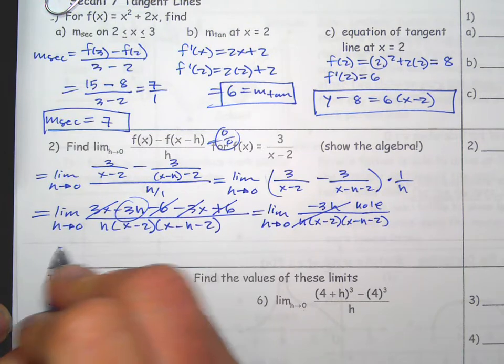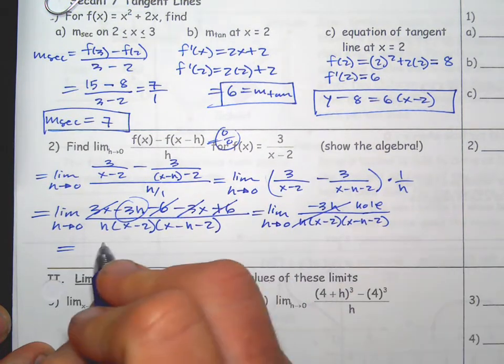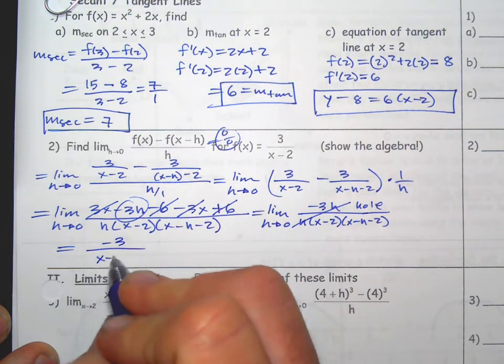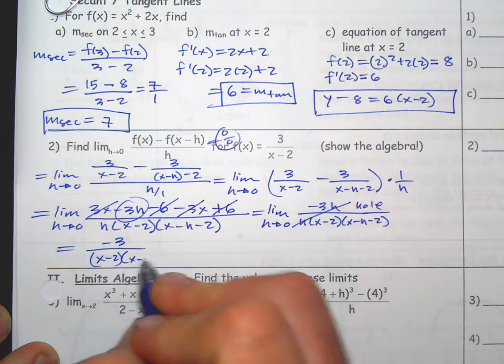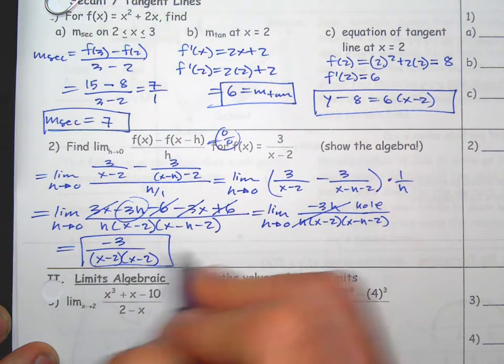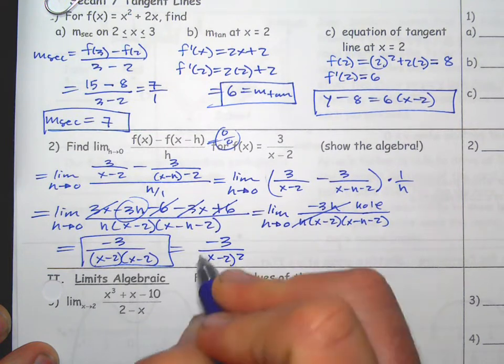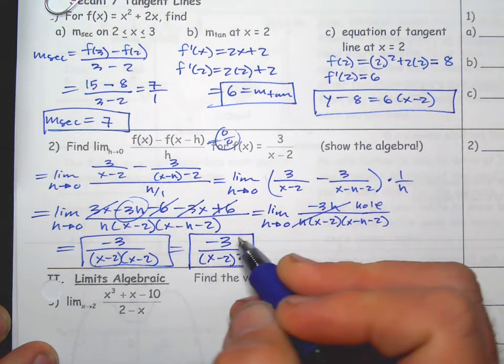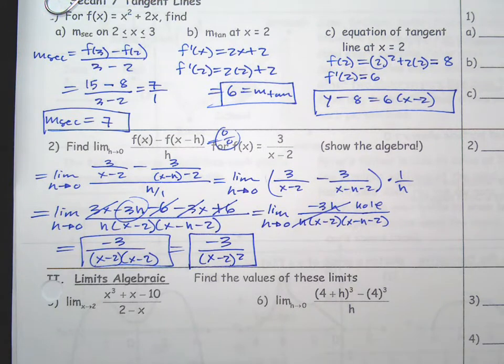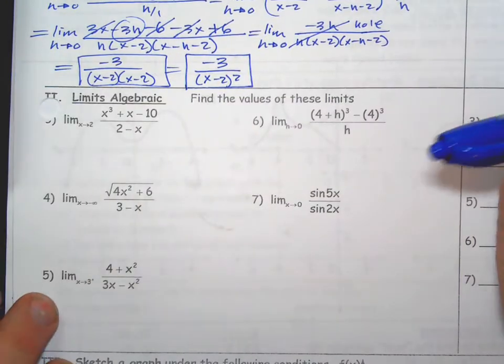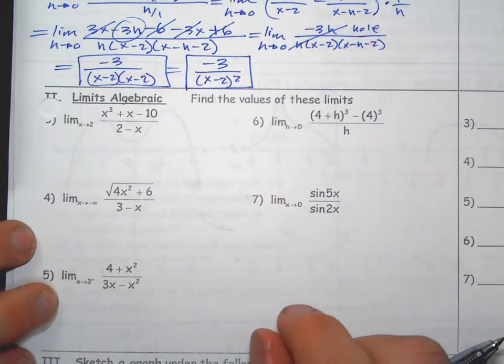We're going to plug h equals 0 in now. It's going to be negative 3 over (x minus 2) times (x minus 2). That could be your answer. Or you could write it a little more compactly if you want. There you go. So you're going to have a problem like that on your test. You're going to have some algebraic limits. Some of them I'm going to ask you to do L'Hopital's rule on.